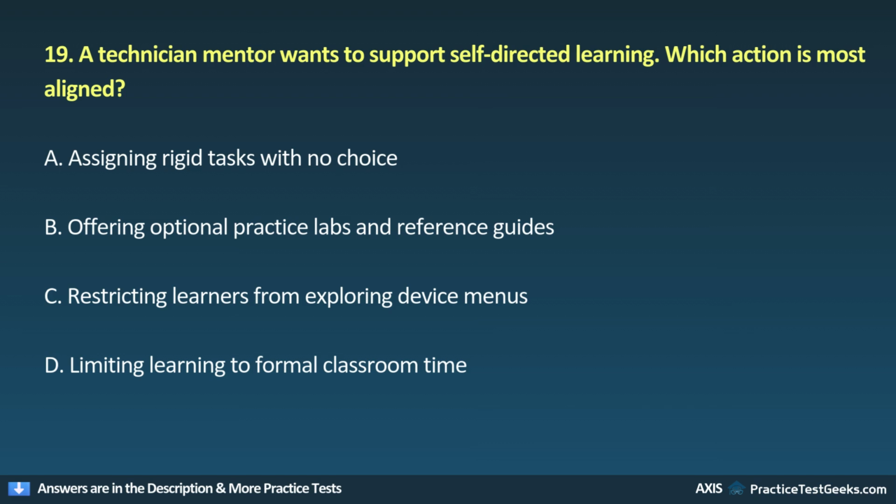19. A technician mentor wants to support self-directed learning. Which action is most aligned? A. Assigning rigid tasks with no choice. B. Offering optional practice labs and reference guides. C. Restricting learners from exploring device menus. D. Limiting learning to formal classroom time.